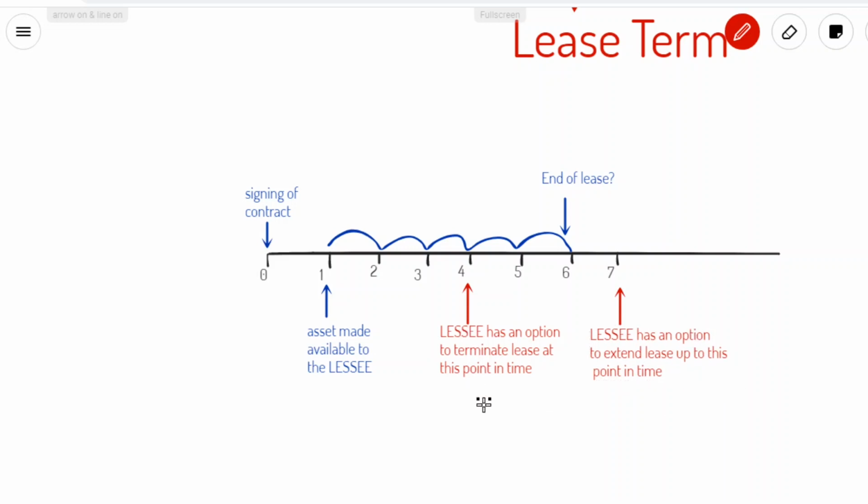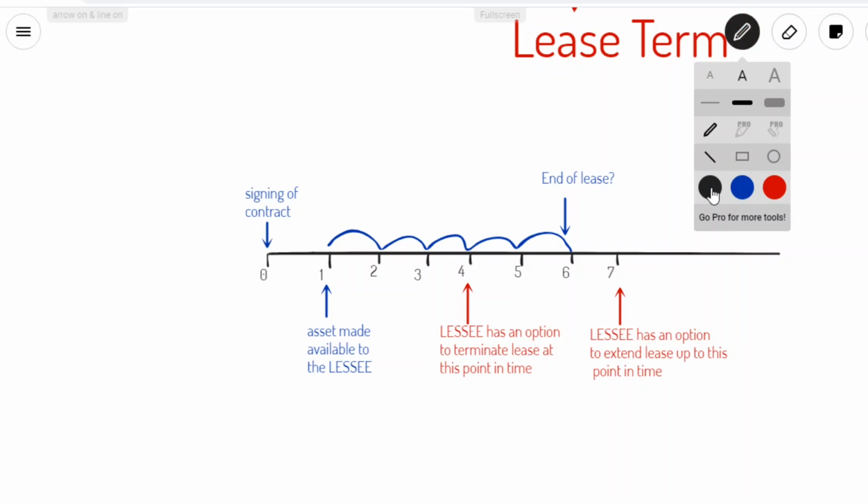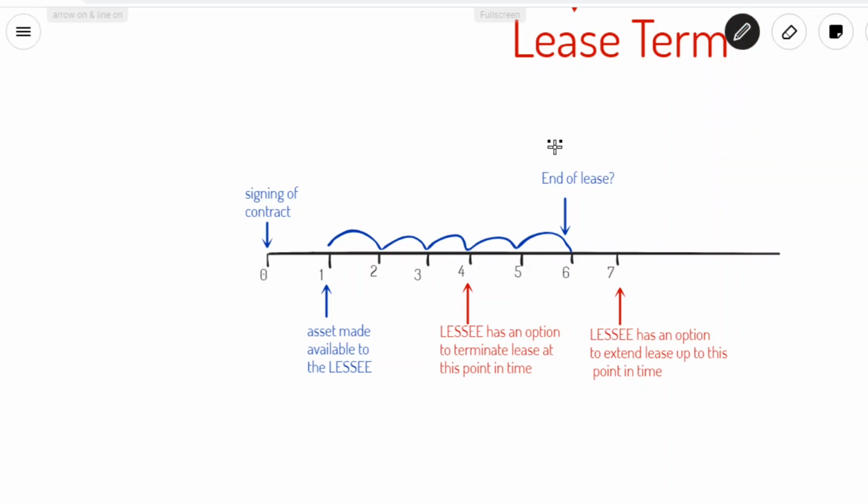So it's very important to understand here that the ball is really in the court of the lessee. If the lessee is expected to make a particular choice, then that choice would be the lease term. All of these options would be predetermined in the contract at the date of the contract. We talked about a lot of dates here. Let's talk about the technical definition of what lease term really is.